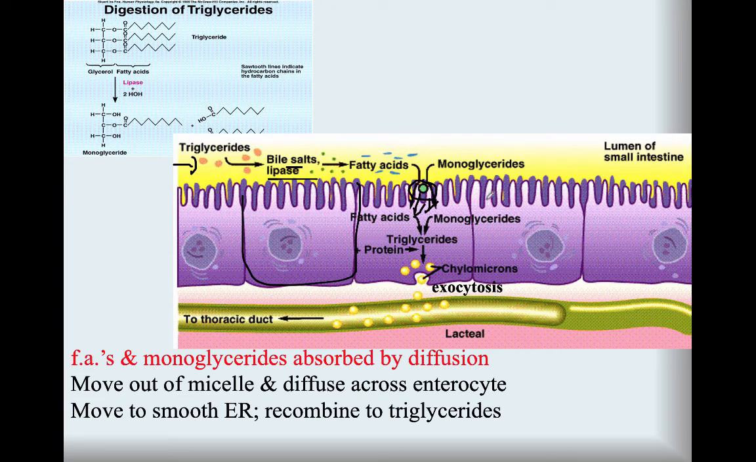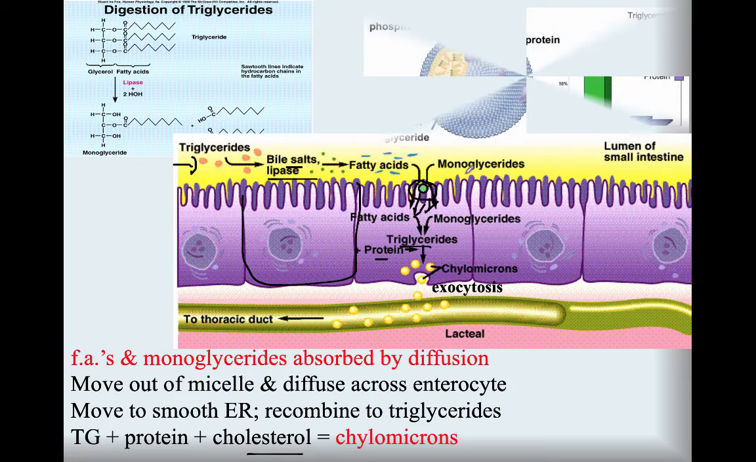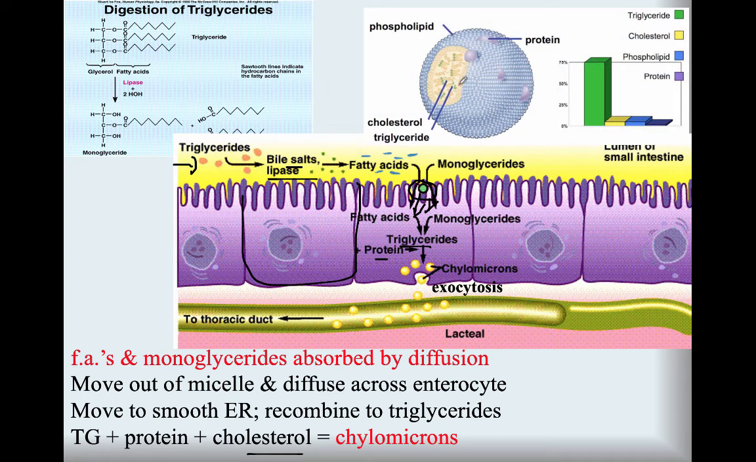Once we get back inside, we recombine this stuff to get triglycerides, and we package it up with protein and other stuff to create chylomicrons. And then these chylomicrons are released on the basal side via exocytosis. And so again, these chylomicrons are triglycerides, protein, and also a fair amount of cholesterol. So they're a little bit like low density and high density lipoproteins, but they're slightly different. And so they're referred to as chylomicrons.